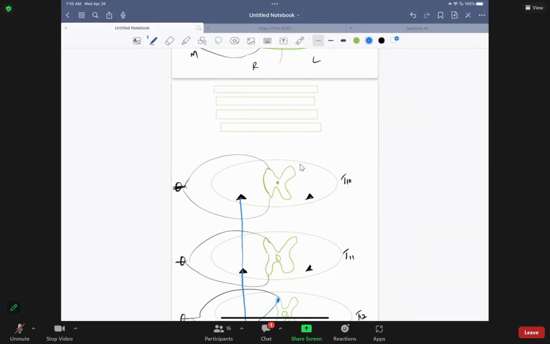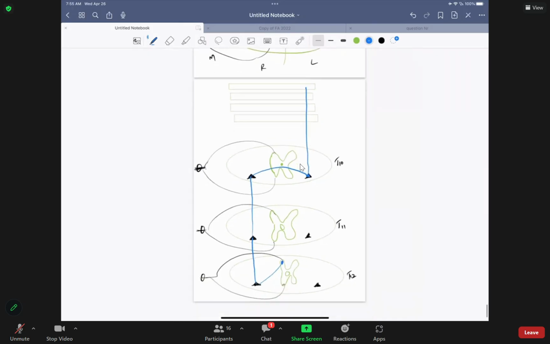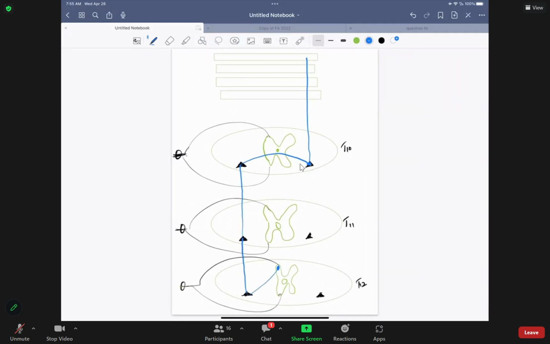Right at the T10, it crosses to the opposite side and travels all the way to the thalamus. Okay. Now, let's break down that tract. When it comes to spinothalamic, two things are important. Number one, they cross at the level of the spinal cord, which means before it even reaches the medulla, it's already crossed. It's a clear case. Number two, it always goes two segments up and then crosses to the opposite side. Okay. It's anatomy. That's how it is.